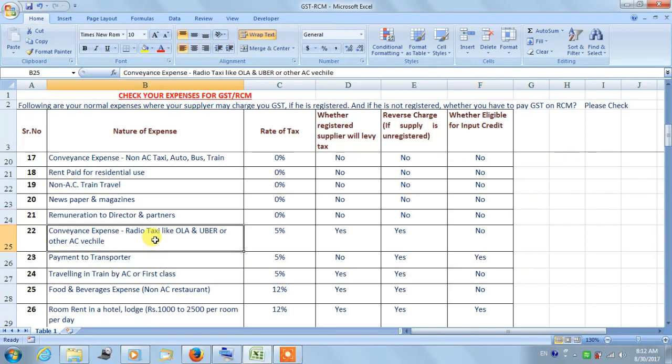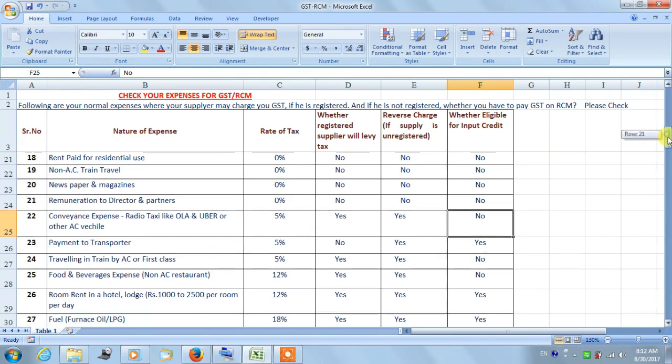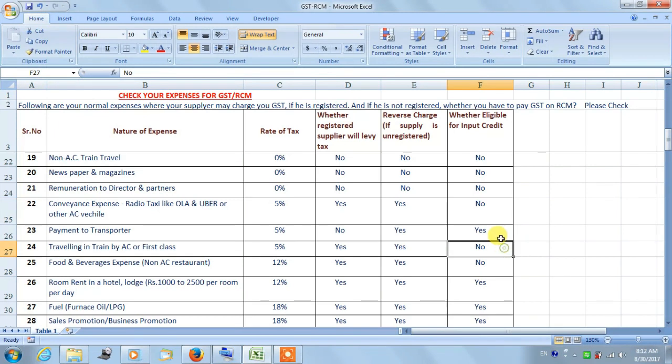So convenience expenses like radio taxi, that is Ola or Uber or any other AC vehicle, on which the tax rate is 5%. So a registered supplier under GST will charge tax on service at the rate of 5%. And if service is taken from an unregistered supplier, then reverse charge is applicable on it, but convenience expenses are not eligible for input credit. In the same way, check the list of expenses on which you can take input credit, and on which expenses you can apply reverse charge. You can download the list from the description, the link is given there.